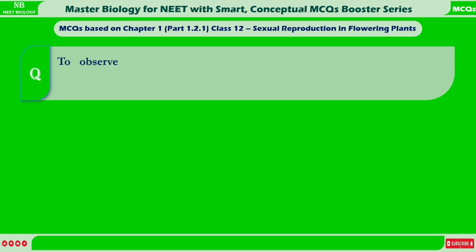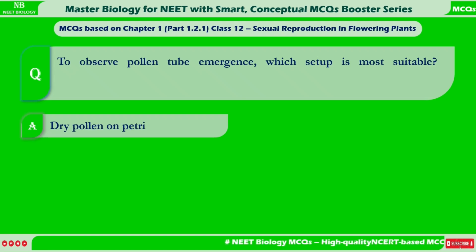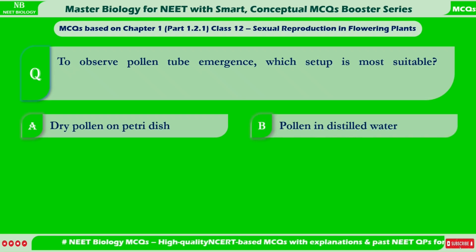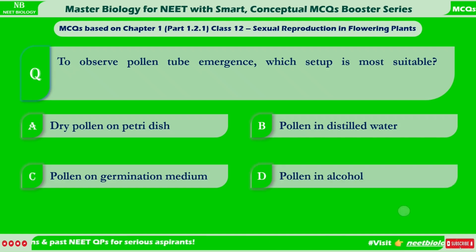To observe pollen tube emergence, which setup is most suitable? A, dry pollen on Petri dish. B, pollen in distilled water. C, pollen on germination medium. D, pollen in alcohol.